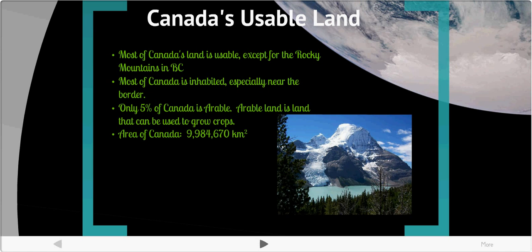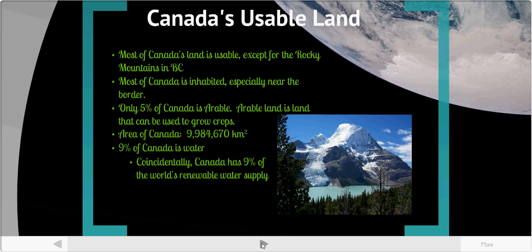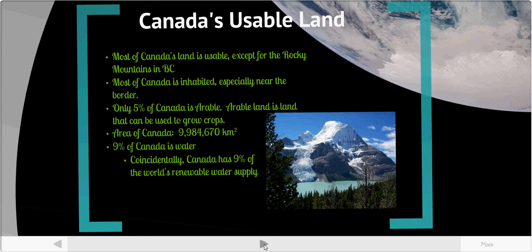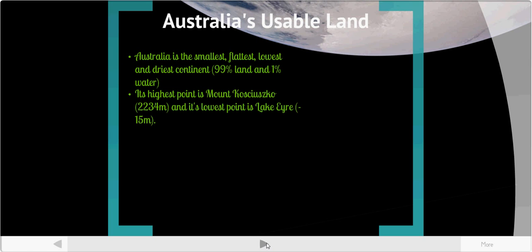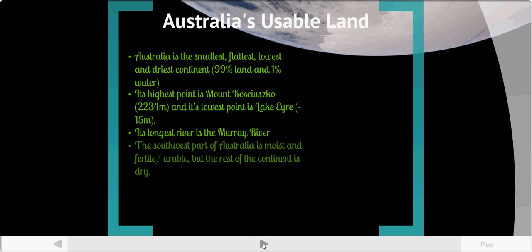As you see, this is the area of Canada again. And also 9% of Canada is water, and coincidentally, Canada has 9% of the world's renewable water supply, which I thought was interesting. Australia is the smallest, flattest, lowest, and driest continent with 99% land and 1% water, whereas Canada has 9% water and 91% land. The highest point is Mount Kosciuszko at 2,234 meters, and its lowest point is Lake Eyre at -15 meters. Its longest river is the Murray River. The southwest part of Australia is moist and fertile, arable, but the rest is very dry.